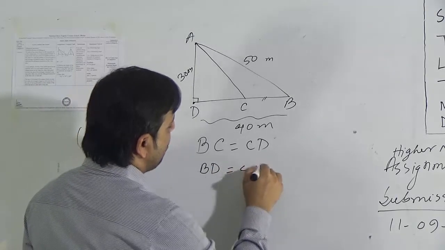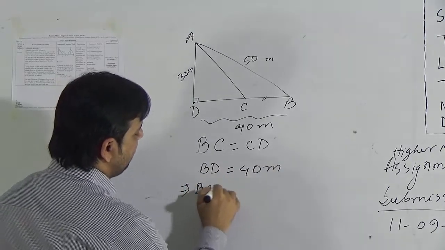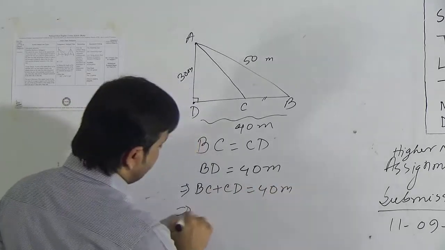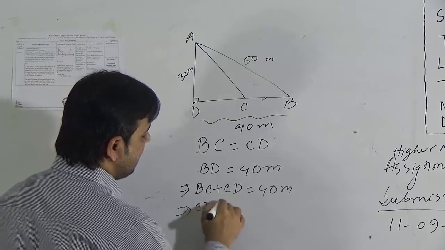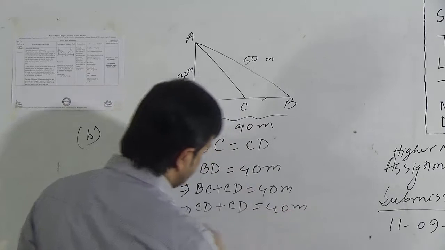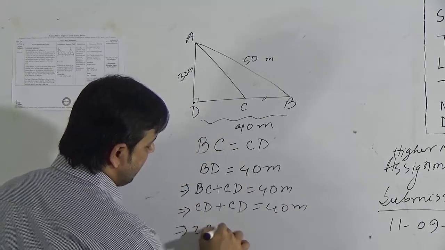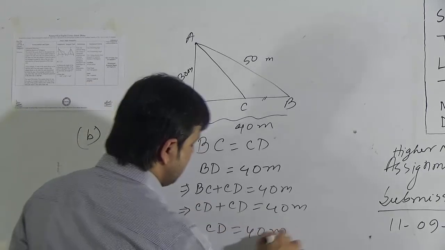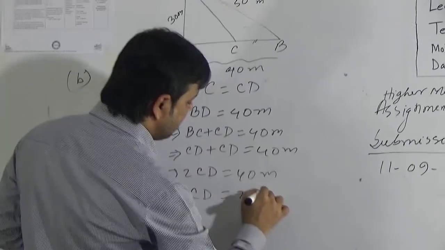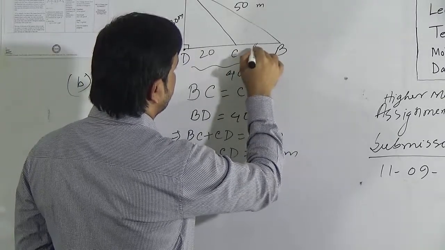BD equal to 40 meter. That means we can write BC plus CD is equal to 40 meter, which implies CD plus CD, as BC equal to CD. So we can write 2 into CD equal to 40 meter. If we divide both sides by 2, we get CD equal to 20 meter. So the length of CD is 20 meter and the length of BC also will be 20 meter.